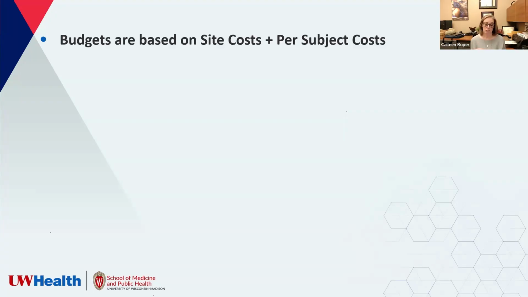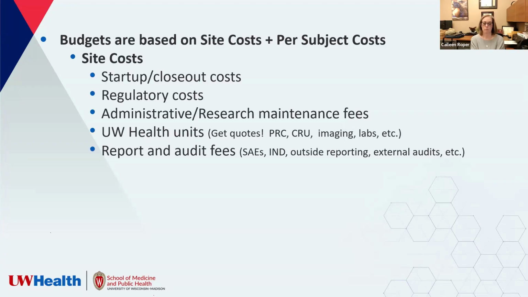When you're looking at industry, they are looking at what your site costs are versus what your per subject costs are. So your site costs are going to include things like your startup and closeout costs, regulatory activities, so submitting that IRB, maybe to your local IRB or to a central IRB. Administrative and research maintenance fees.